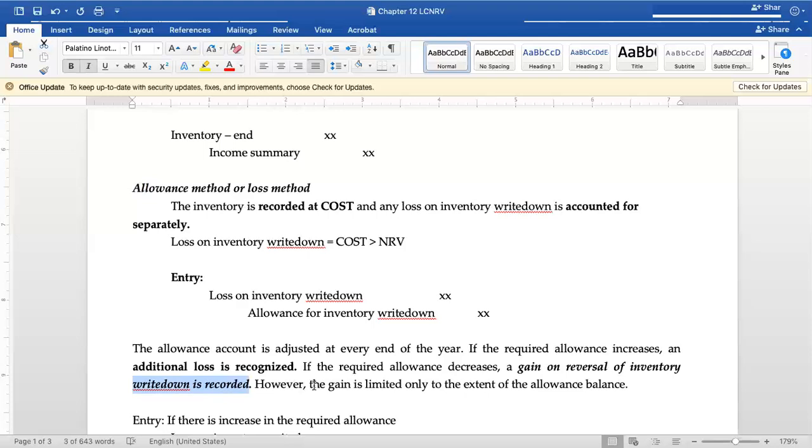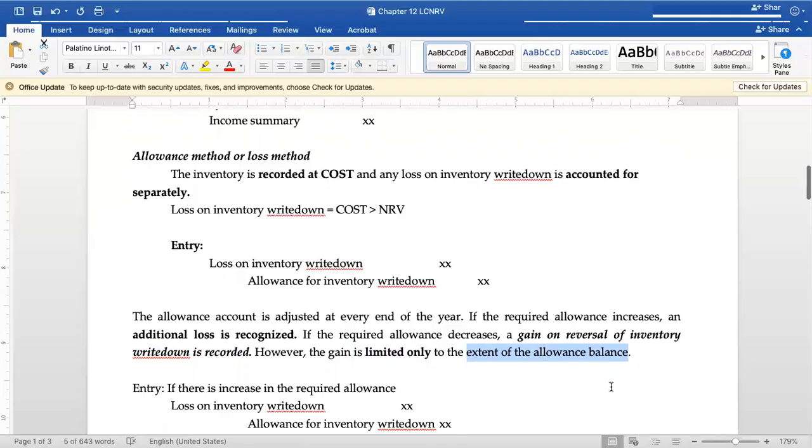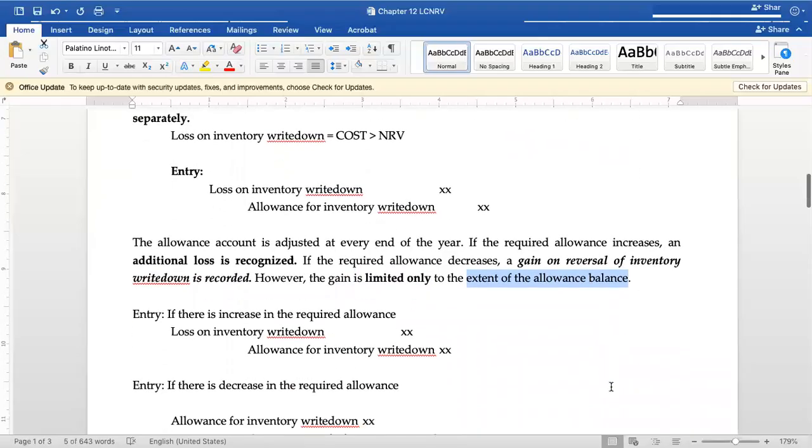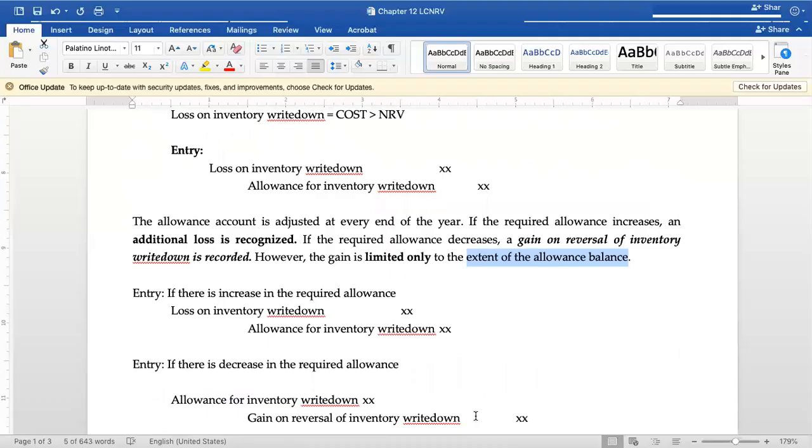Take note, however, the gain on reversal is limited only to the extent of the allowance balance. So it should not exceed the allowance balance when you record the gain on reversal of inventory write-down. Okay, so this is the entry. If there is an increase in the required allowance, you debit additional loss, then you credit allowance because again, the required allowance or the ending balance of your allowance account increased.